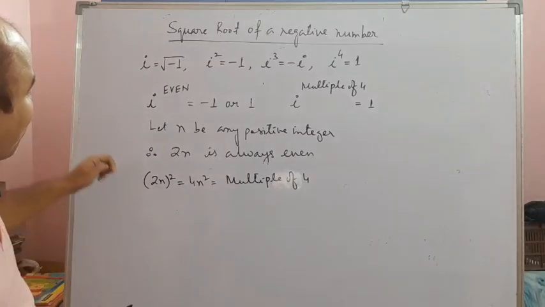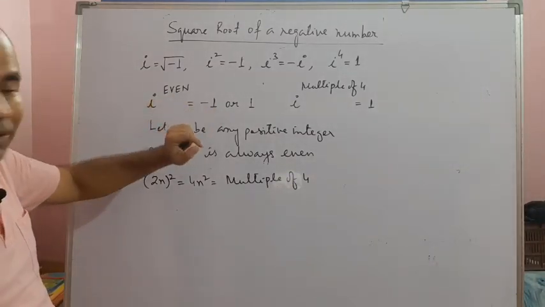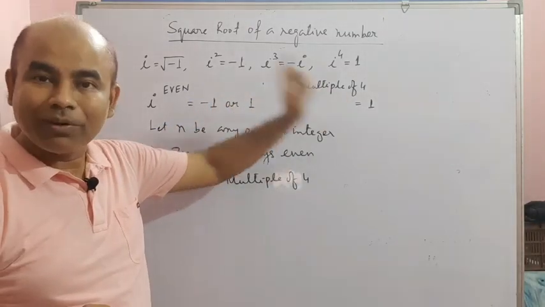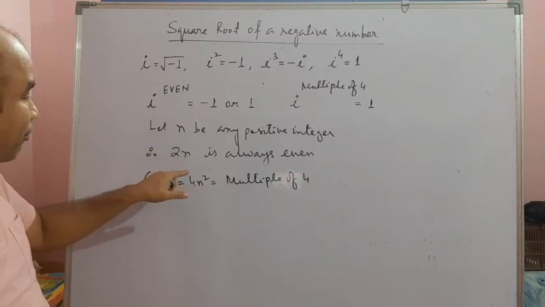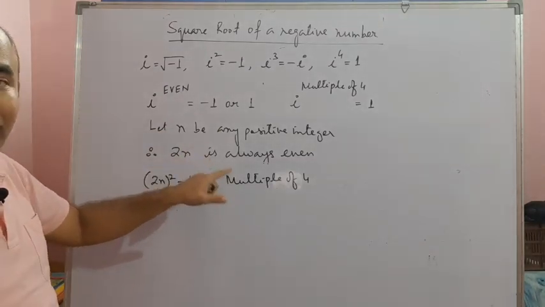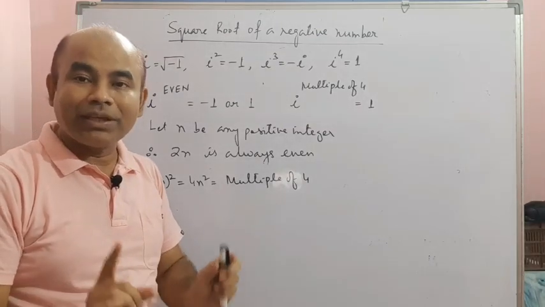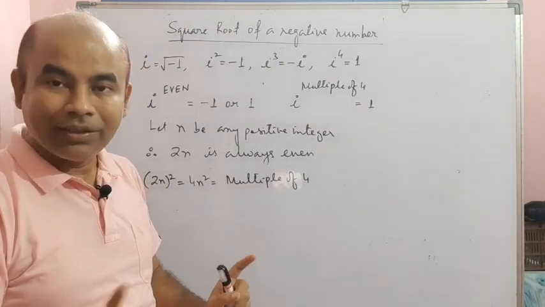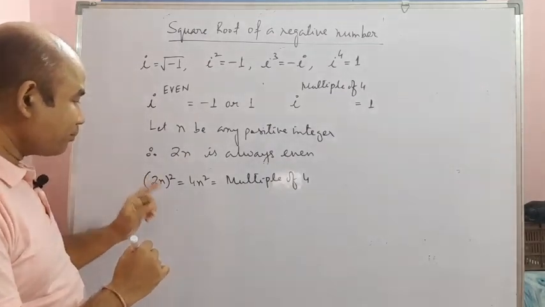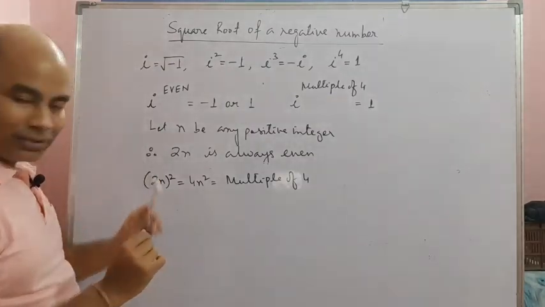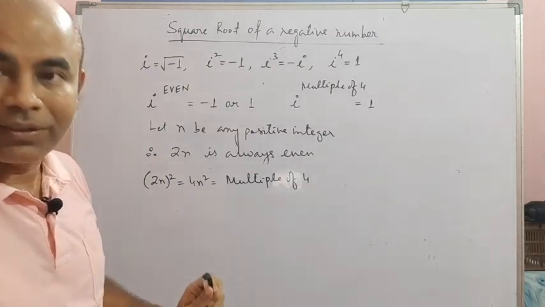Clear? So two things I have got. If the power of i is even, then the answer is minus 1 or plus 1. If that even number is a multiple of 4, then it is always plus 1. And if I take any even number and square it, the square is always a multiple of 4. So this much we have got. Next thing: let me write this in summary, and based on this we are going to discuss one question.